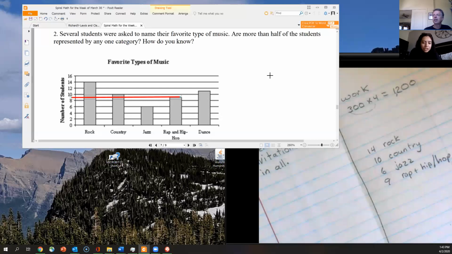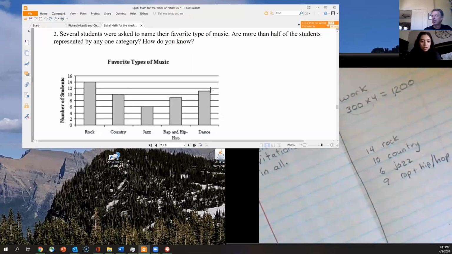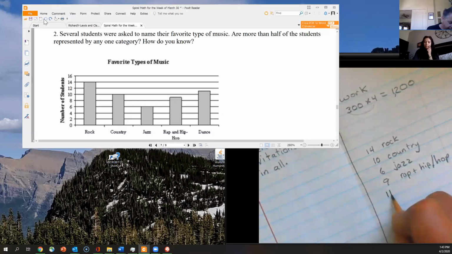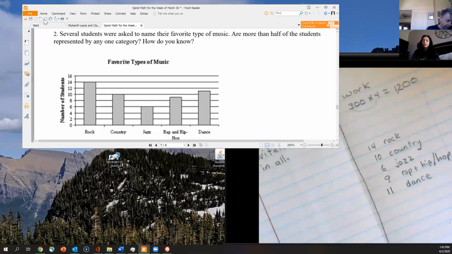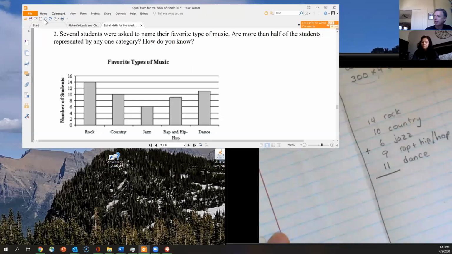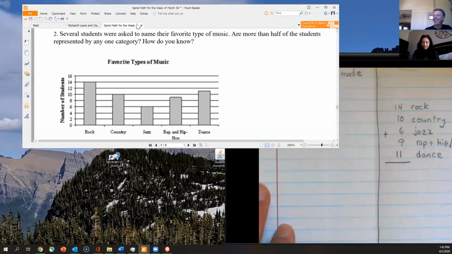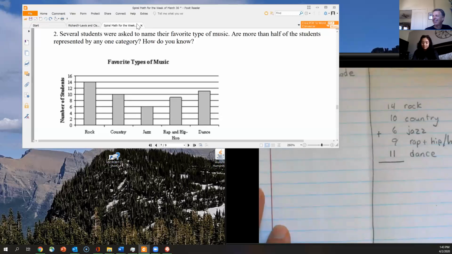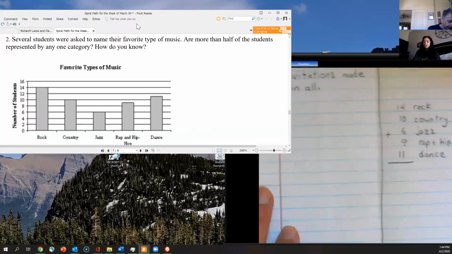And then for dance, it's kind of the same situation. It was between 10 and 12. So that means that there were 11 students that liked dance music. So I wrote that down. 11 students, dance. Then I added all of those together to see what my total number was. And what did you get when you added those all up together? I didn't write it down, so let me add them together with my calculator real quick. So I got 50 students total.